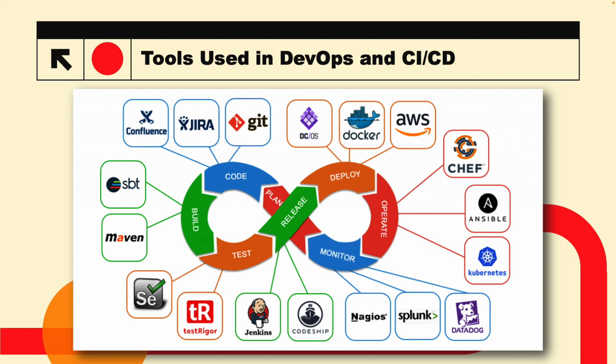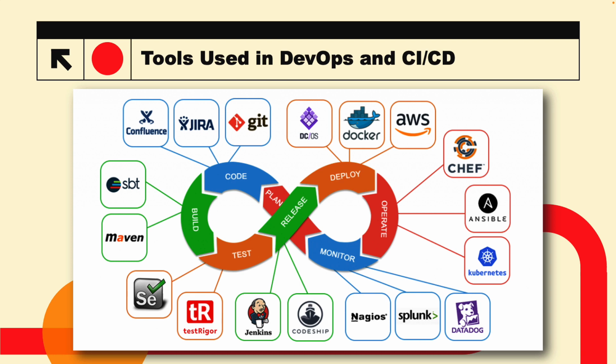Git is where everything starts. It's a distributed version control system that allows developers to collaborate on code changes and track revisions. Jenkins is a tool that automates the build, test, and deployment process. Docker is a platform that enables developers to create, deploy, and run applications in containers. Kubernetes is an open source container orchestration platform that automates the deployment, scaling, and management of containerized applications.